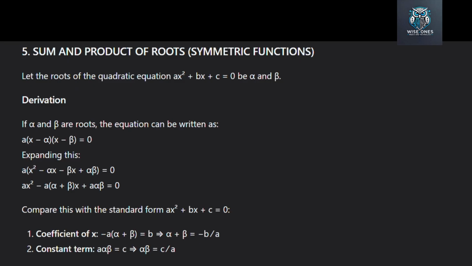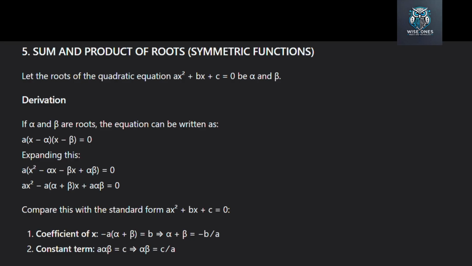Let the roots of the quadratic equation ax squared plus bx plus c equals 0 be alpha and beta. Alpha and beta are just names for the two solutions we found earlier. We can derive formulas for them.